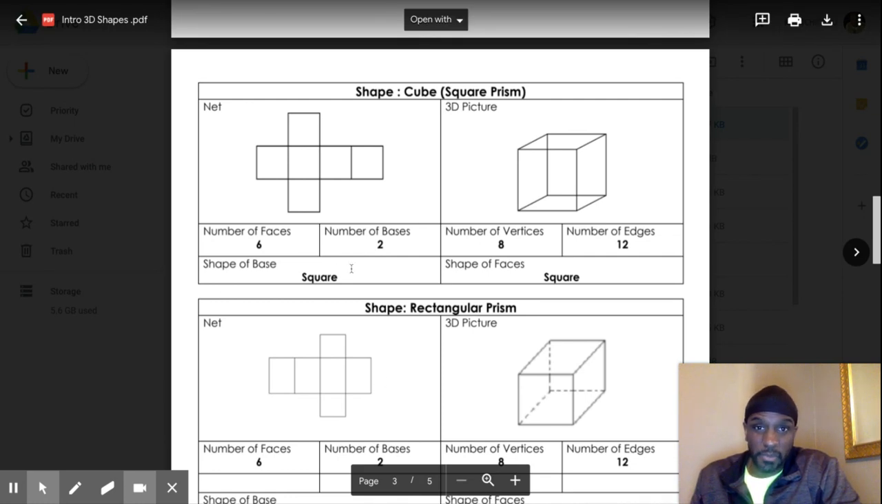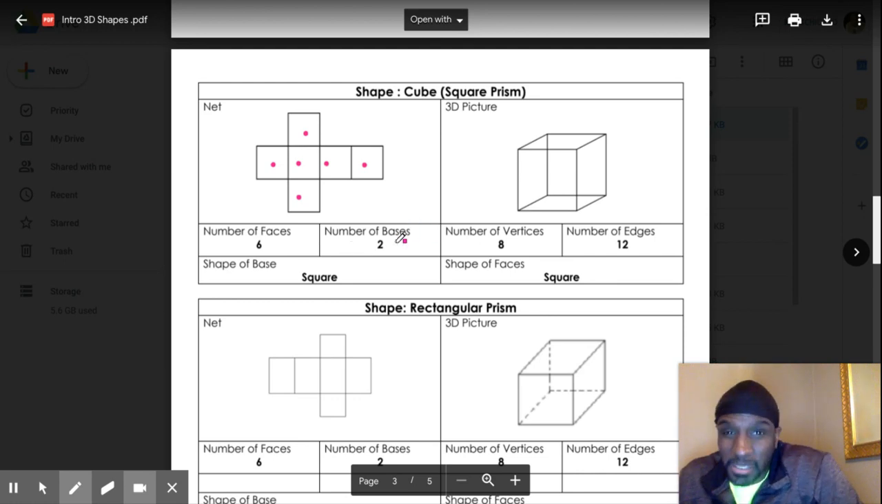So it said the shape of the base is a square, the shape of the faces are square. But let's look at this. So all the faces, it has 6 faces. 1, 2, 3, 4, 5, 6, okay? These are all the faces here, and they are all squares, okay?